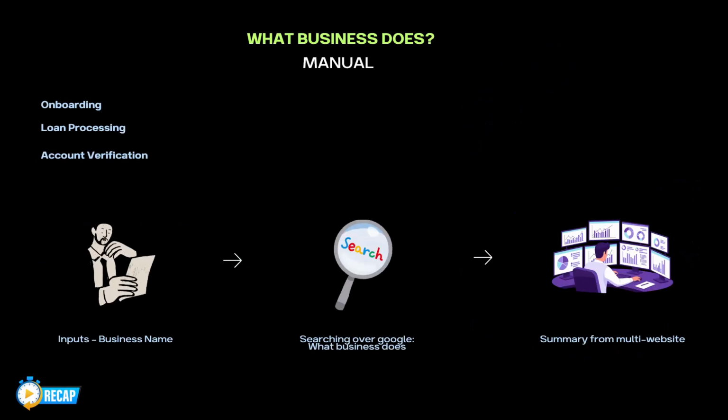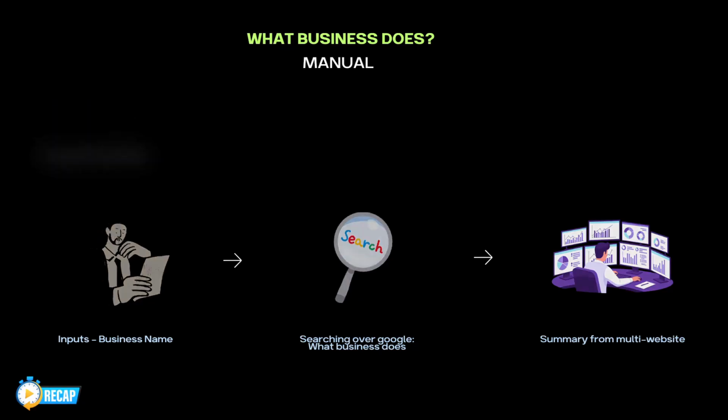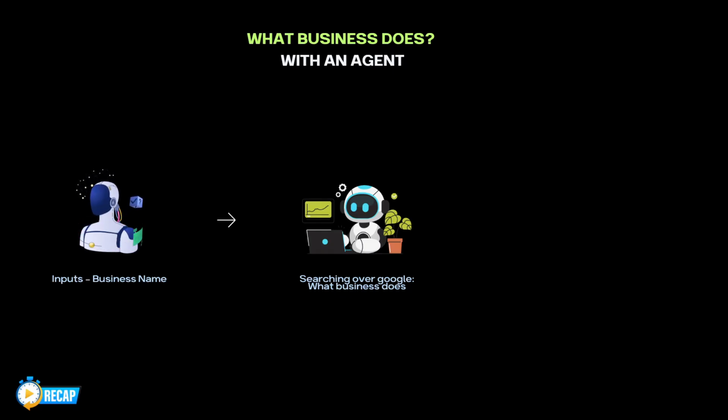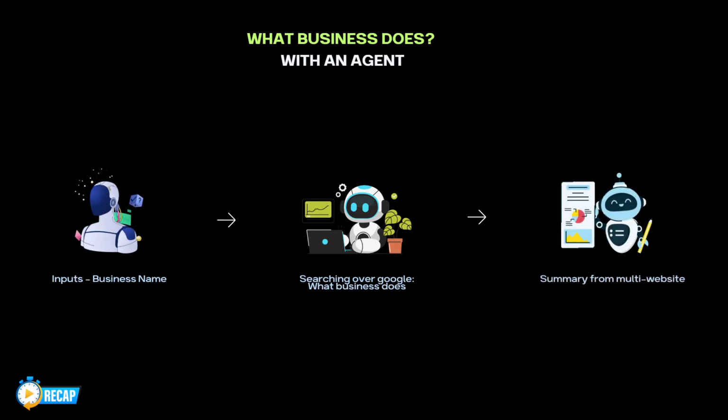So let's recap our use case. It was related to the banking domain, where for onboarding, loan processing, and account verification, we need some information about the business and what it actually does. For that, the employee manually searches Google, finds multiple websites, collects data, and summarizes what the business does. This creates mistakes, and going through each and every website to create a summary report is not practical manually. That's why we built an agent which receives a business name as input, searches Google for what the business does, and from multiple websites gives a summary of what the business is doing in the real world.